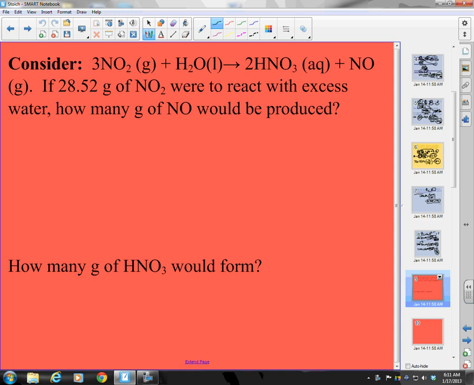I've got three nitrogen dioxides plus one water, and we're going to two nitric acids plus one nitrogen monoxide. If 28.52 grams of nitrogen dioxide were to react with excess water, how many grams of nitrogen monoxide would be produced? Okay, is this so difficult? Well, let's take a look.